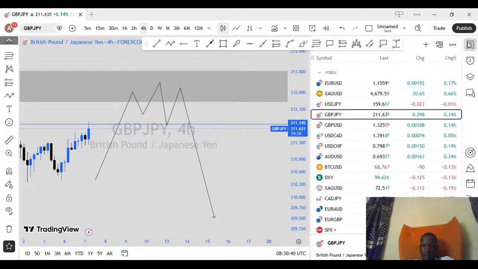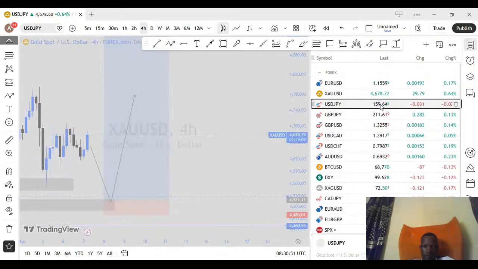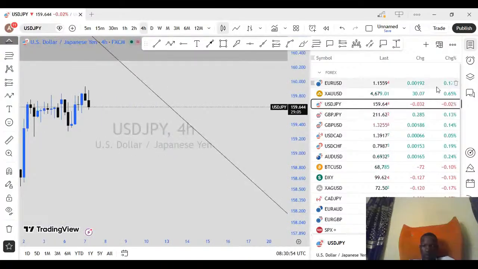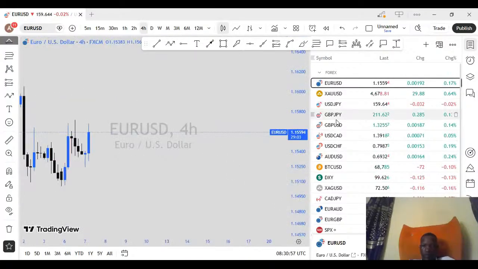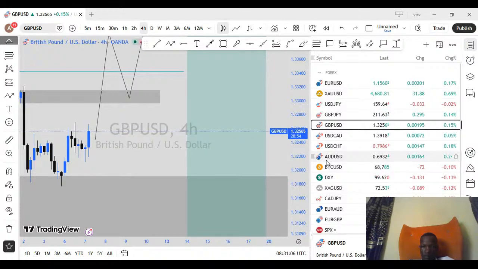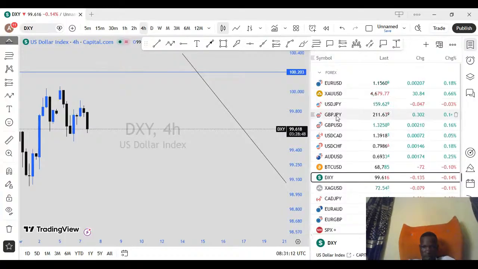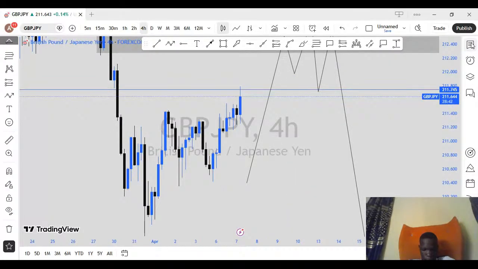So I think that's all about today's analysis. We have checked gold, we've checked USD JPY, we've checked AUD USD, we've checked NZD, GBP USD, we've checked DXY also, GJ, GBP JPY, yes. This is GBP JPY.